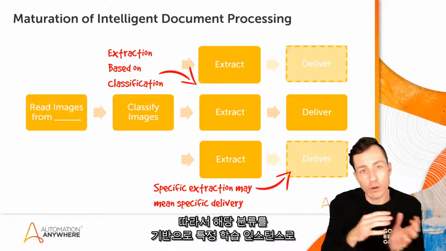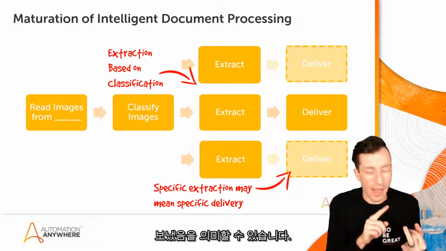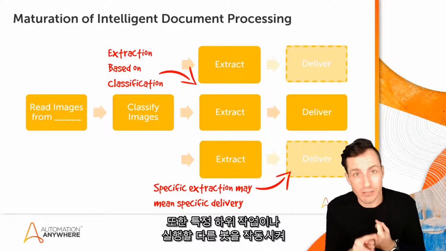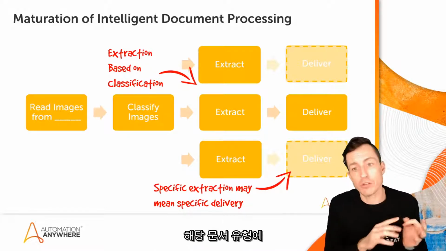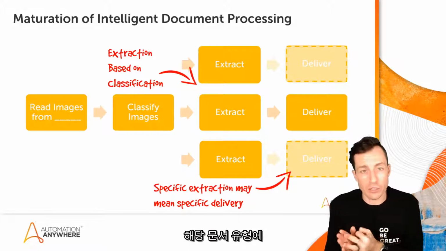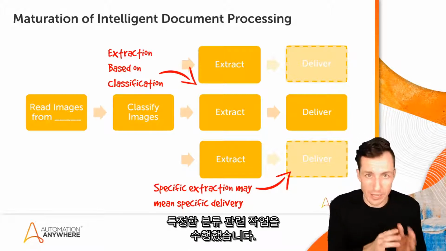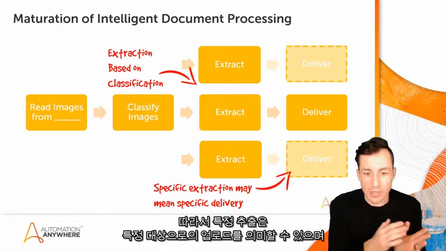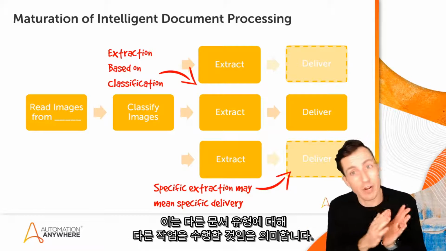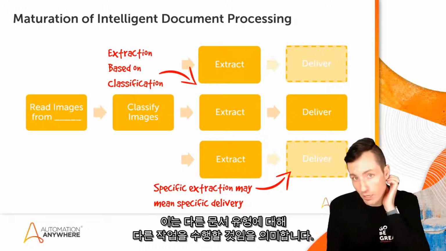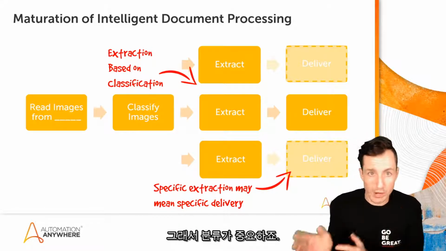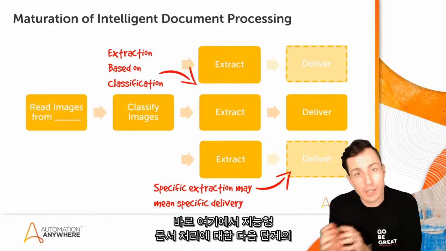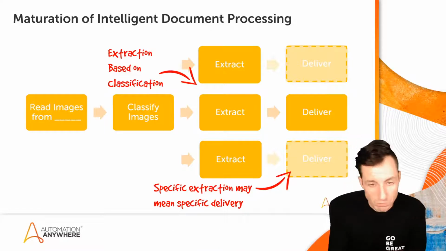And so that could mean that based on that classification, I've sent it to a specific learning instance. I have also triggered a specific subtask or another bot to execute to do actions that are specific to that classification, specific to that document type. So my specific extraction may mean specific delivery, and that means that I'll be doing something different for those different document types. Okay, so that's why classification matters. That's where I see the next level of maturity in intelligent document processing.